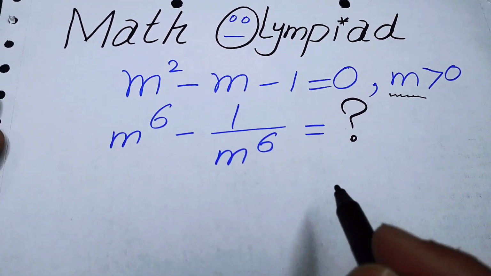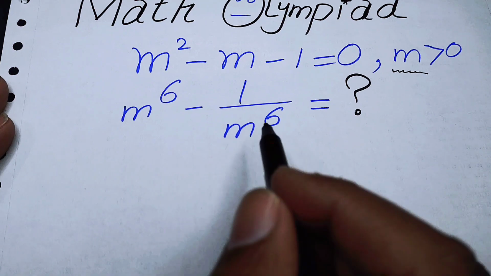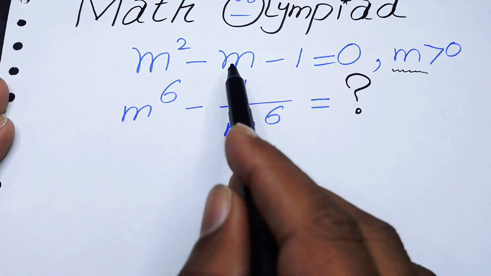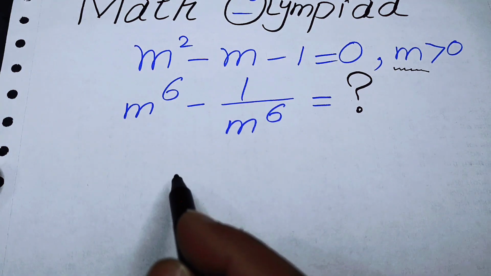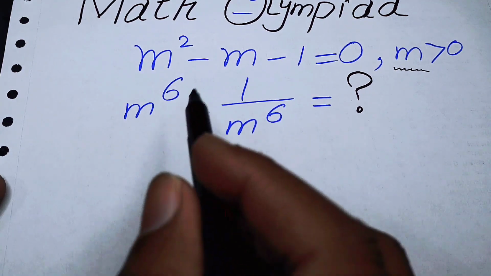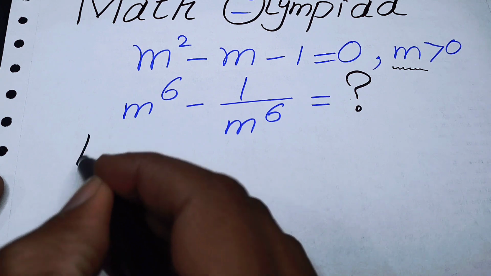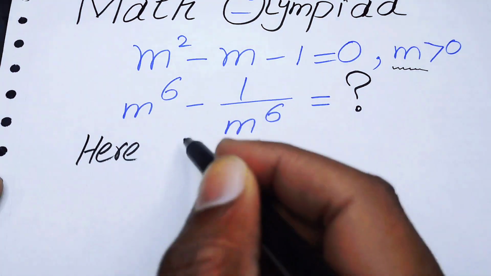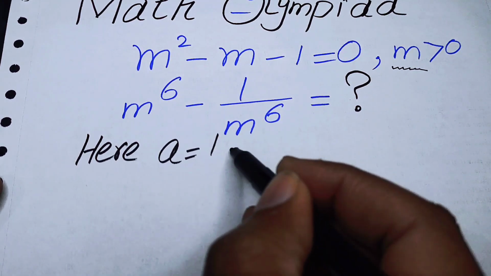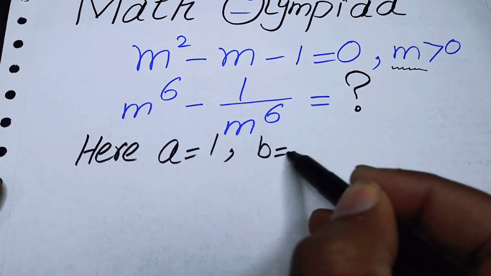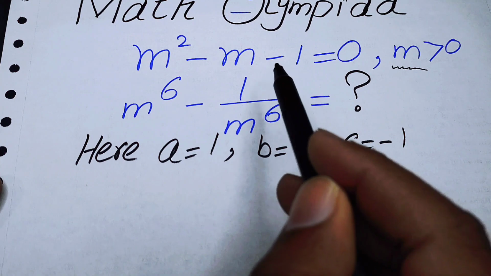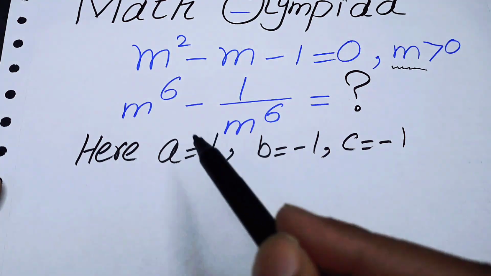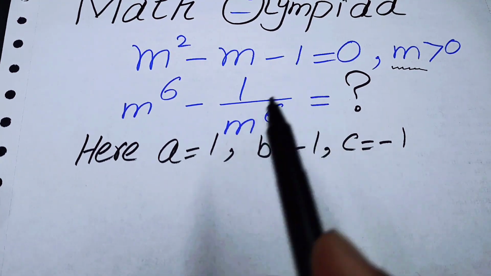So the very first thing we are going to do is find the value of m from this quadratic equation by using the quadratic formula. So here we have the value of a is 1, the value of b is minus 1, and the value of c is minus 1. Okay, I can take the values of a, b and c from this quadratic equation.